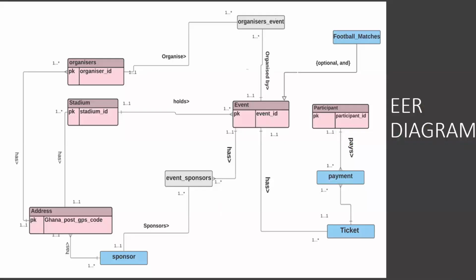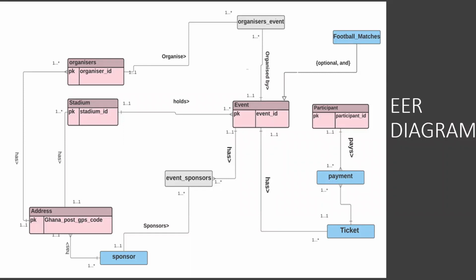The very first thing I would like to talk about is, of course, our ER diagram, the foundation for our database. From here, they are color coded. The strong entities are the pinkish, the weak are the bluish, and the pale are the decomposed tables, also weak entities. Among the strong entities, you can see that we have the stadium having a one-to-many relationship with the address, such that the address can have many stadiums.